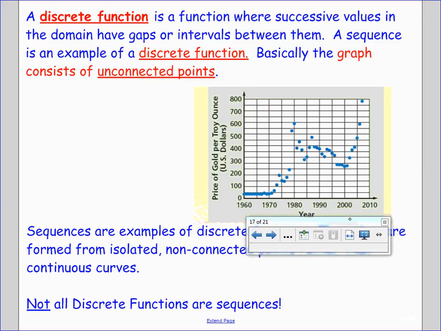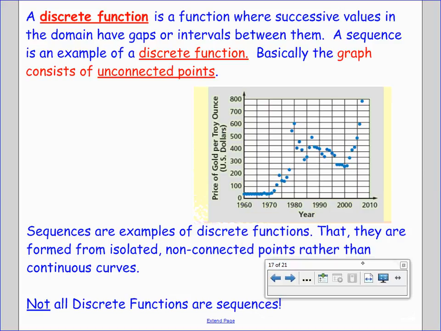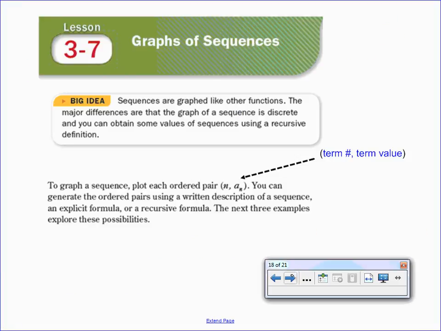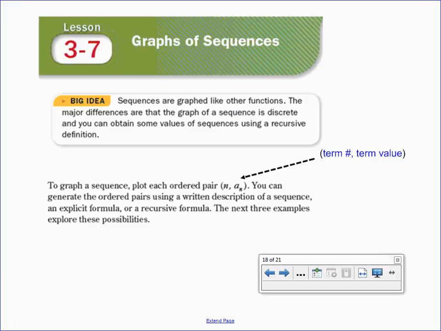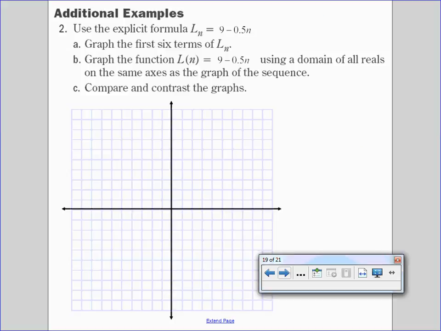But not all discrete functions are sequences. This particular function may or may not be a sequence. I just wanted to use the graph to show disconnected points. We're going to go ahead and make the graph of a sequence. It's easy to do so because each value in the sequence is really an ordered pair: term number, comma, term value. So we can go ahead and plot those points just like we would plot points in the x, y coordinate plane when making other graphs. Let's go ahead and do some together.